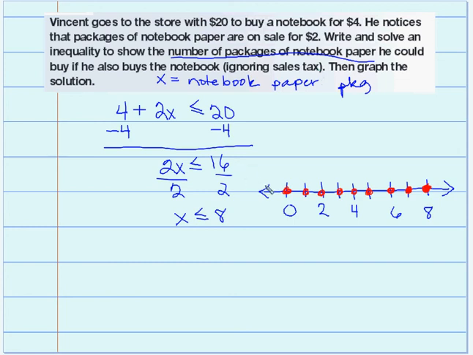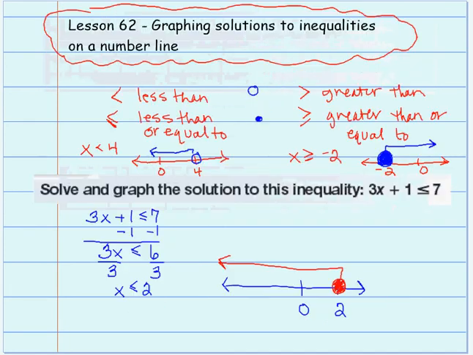Okay? So that is lesson 62, graphing inequalities. Make sure that you have an open circle if it's less than or greater than, because it does not include that value, and a closed circle or a filled in circle when it's less than or equal to or greater than or equal to, because it does include the point in your solution set. Okay? So that's lesson 62.